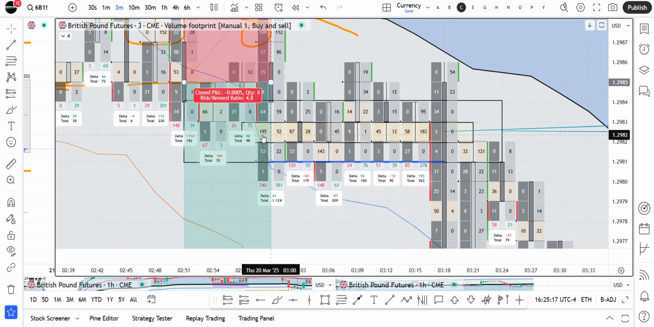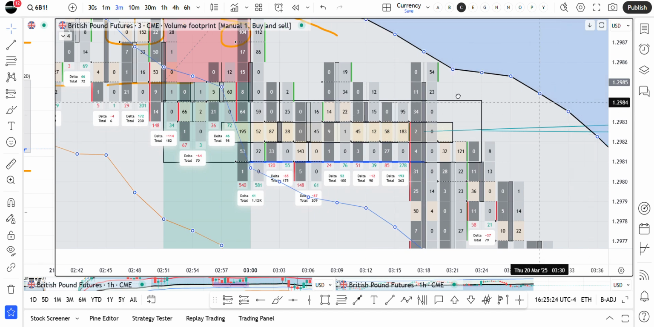So there's people in here. They're saying, hey, price is getting back there. That's a good area to sell. I'm gonna sell more. I'm gonna sell more.